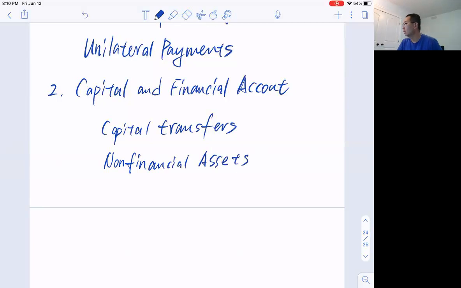Okay, so for example, if Universal Studios paid J.K. Rowling for the copyright of Harry Potter, or the right to make movies with Harry Potter, then that is a non-financial asset, and the payment would be a debit in our capital and financial account and recorded. Okay, then also, any financial transactions of, for example, direct investment.